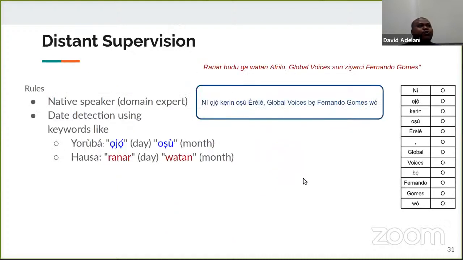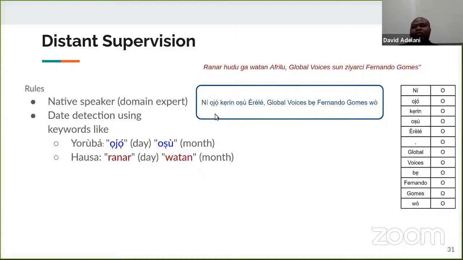So for distance supervision, sometimes you need a native speaker who is the domain expert. For example, this is quite interesting when we started working on this. If you want to detect dates in Yoruba, we found out that every date written in Yoruba always uses a date keyword. So you have Ojo for day and Oshu for month, and every date always has this.